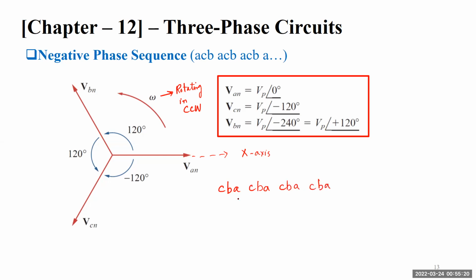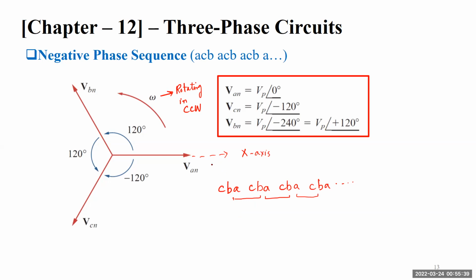So if A is our reference, we can see that ACB is one pattern, then we have ACB, then ACB, and so on. So ACB, ACB, ACB. So this is a negative phase sequence.